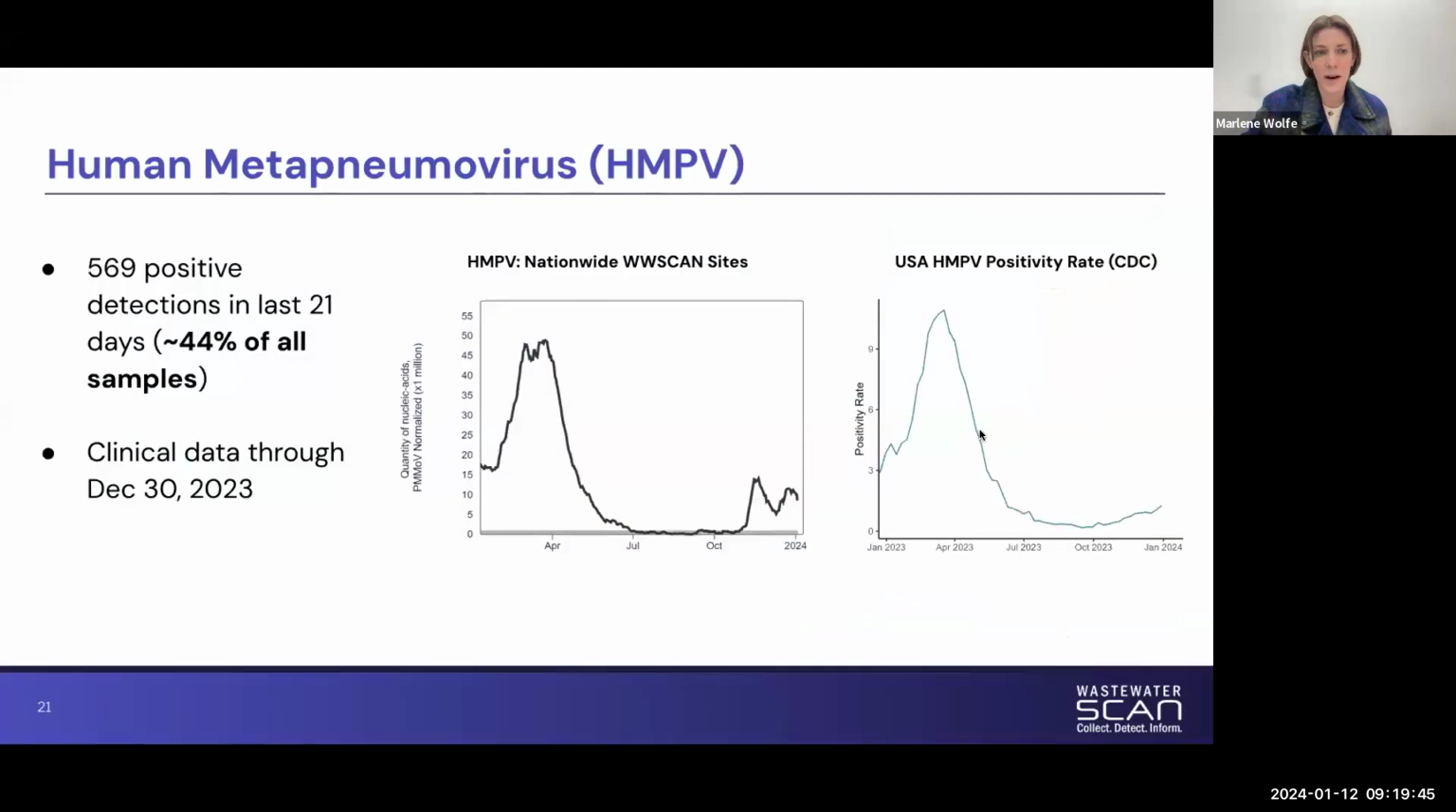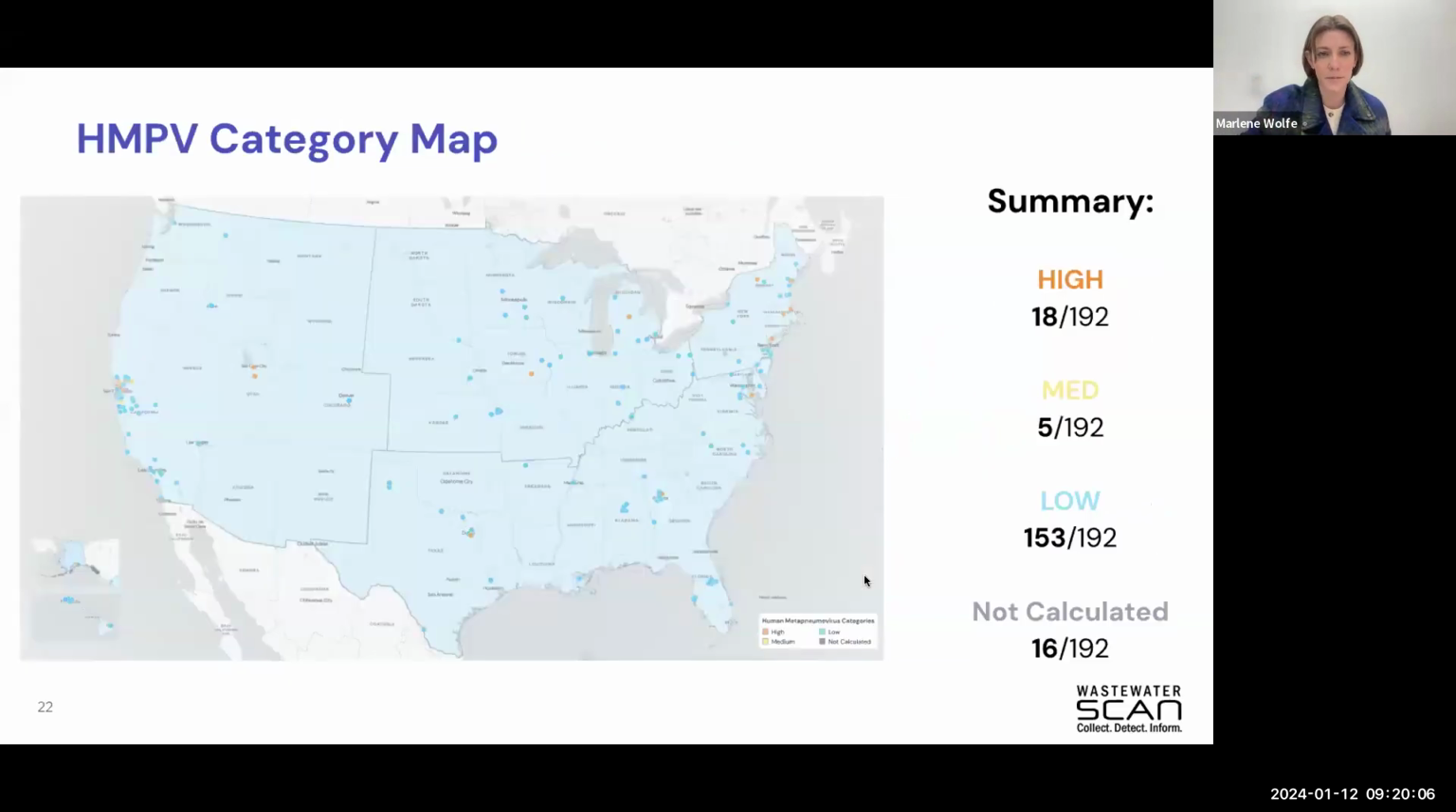Then human metapneumovirus. So again, our clinical data lags a little bit behind the wastewater data, but there is a bit of an increase we're seeing recently in the positivity rate data from CDC that aligns with the increase that we've seen recently in the human metapneumovirus data. And we will continue to watch that. Category is still low overall, with only 18 sites popping into the high category and 5 into medium.